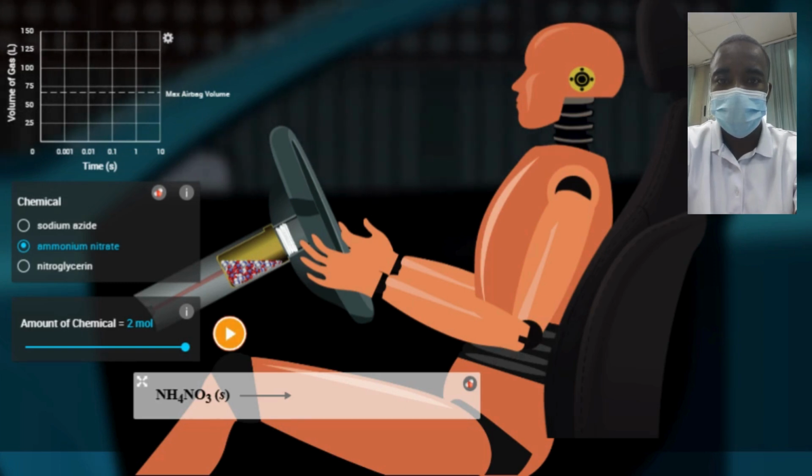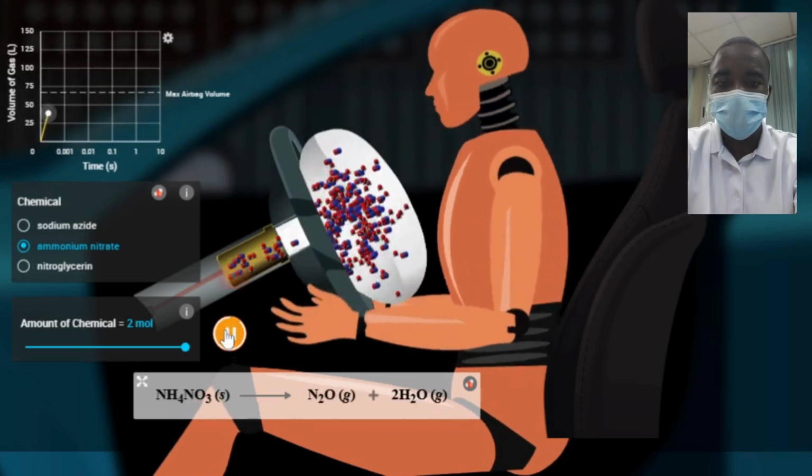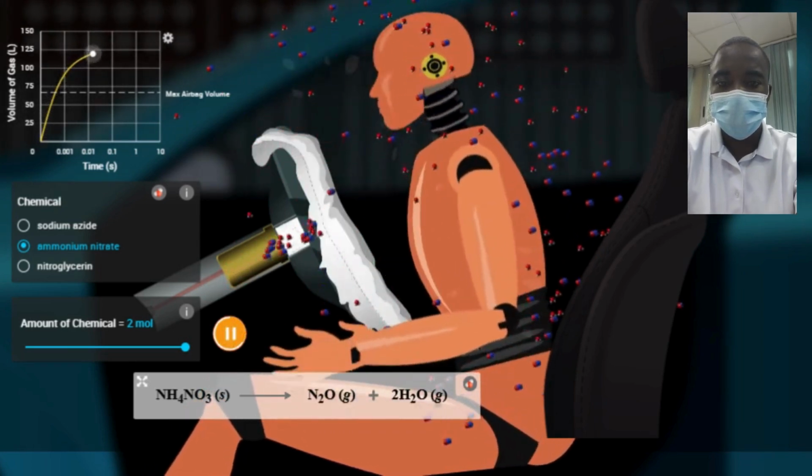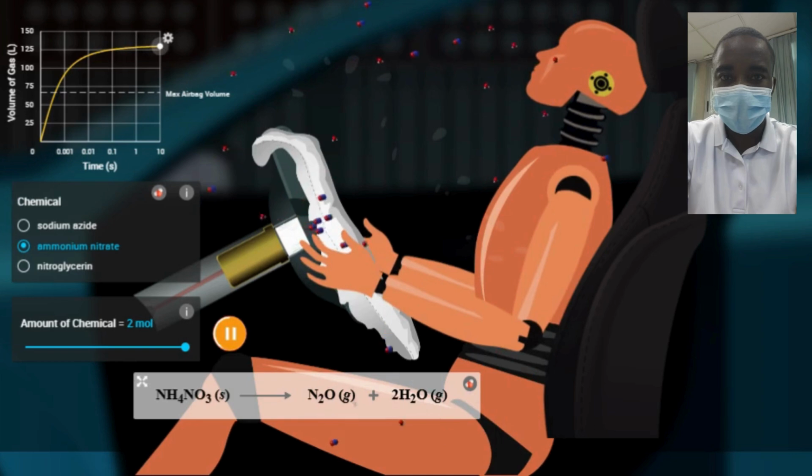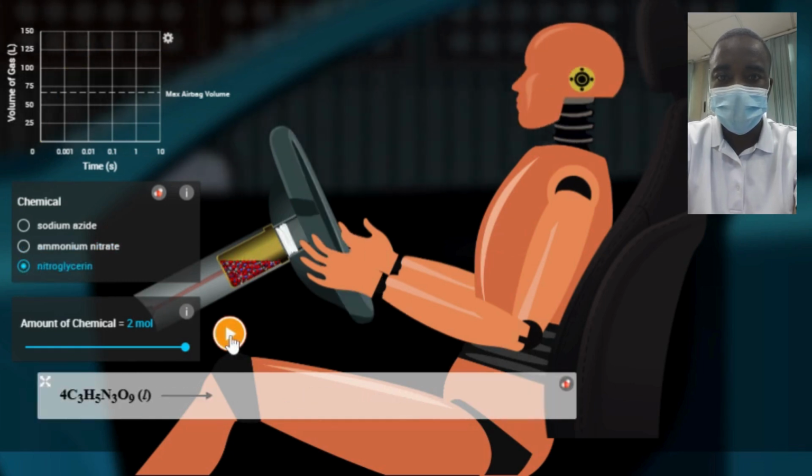2. Ammonium nitrate. 1 mole produces 1 mole of nitrous oxide and 2 moles of water. 2 moles produces 2 moles of nitrous oxide and 4 moles of water. Reaction time, approximately 40 to 50 milliseconds. Volume versus time shows a slightly slower increase in volume compared to sodium azide, with a more gradual plateau.